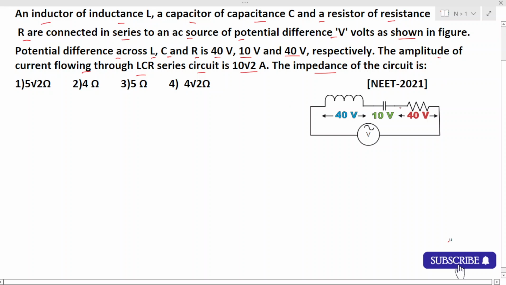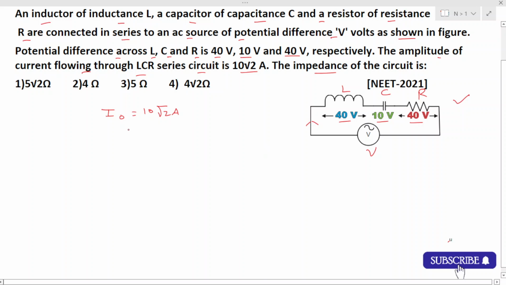Okay, now let us see what he gave. So this is an inductor of inductance L, this is a capacitor of capacitance C, and this is a resistor of resistance R, and these three are connected in series as shown in the figure. Okay, and to this LCR combination, he applied a potential V. He gave that the potential drop across the inductor is 40 volts, across the capacitor is 10 volt, and across the resistor is 40 volt. And he told that a current of amplitude I naught, which is equal to 10 root 2 amperes, is flowing through the circuit.